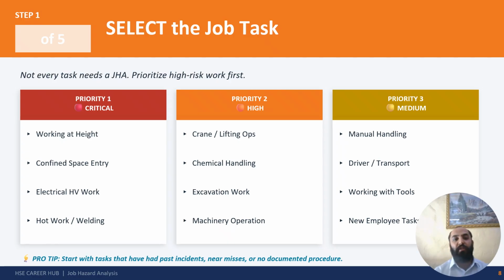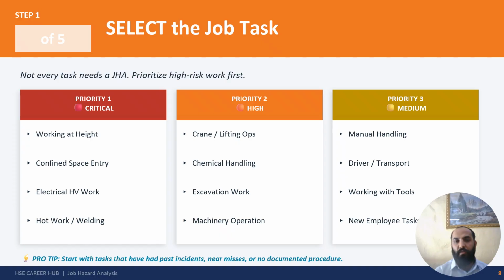You start with risk. High risk first. Remember this. Highest risk first. Always priority 1 shall be your critical task. The one that, if someone or something goes wrong, it will be fatal. Working at height, confined space entry, high voltage electrical work, hot work and welding, these are your first priority for JHA.